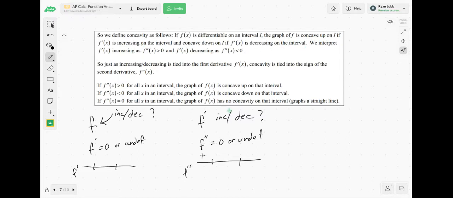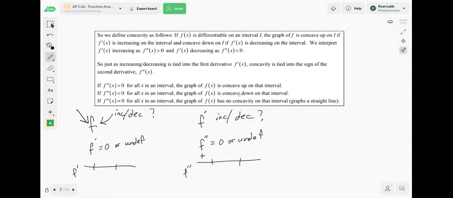So it's really going to be doing the same thing we just did with determining where f is increasing or decreasing. It's just that really what we're doing is determining where f prime is increasing or decreasing, which in turn tells me where this function is concave up or concave down. In other words, the slopes on the graph are getting bigger or smaller.